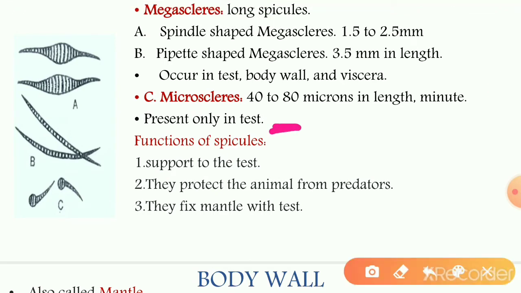The functions of spicules are: first, they support the test. Second, they protect the animal from predators. And third, they fix the mantle with the test. ये test से mantle को fix करते हैं.